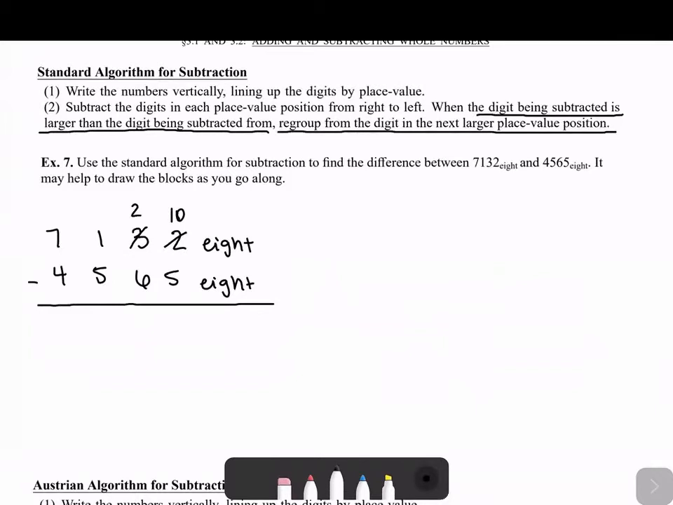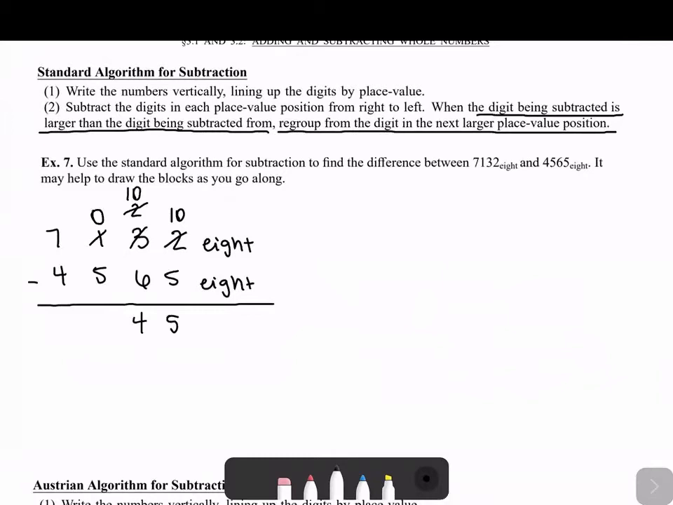So now we can subtract: 10 minus 5 is 5. Then we move to the next place value. We do 2 and we subtract 6. Again, the digit being subtracted is larger than the digit being subtracted from, so we're going to regroup. We're going to take away a flat here and make it into a long. Whenever we do that, again, we're going to add 8. So we do 10 minus 6 is 4.